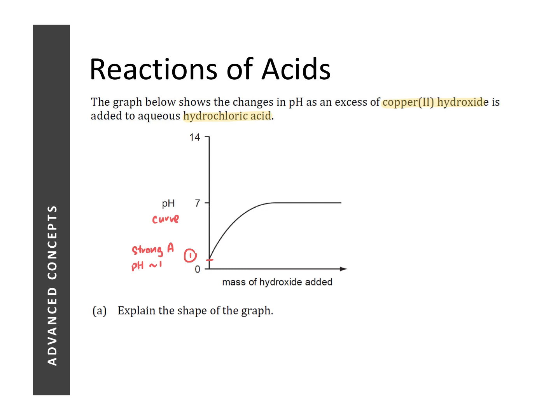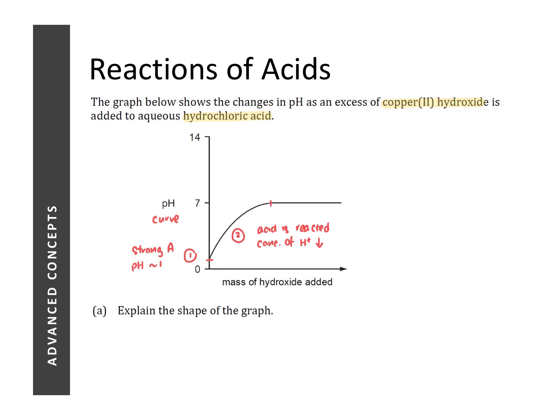The second point that we look at is where the pH slowly increases as the mass of hydroxide increases. So how do we account for that? It is because when we add copper 2 hydroxide, your acid is reacted away. When your acid is reacted away, the concentration of hydrogen ions would decrease. Therefore, the pH will slowly increase.